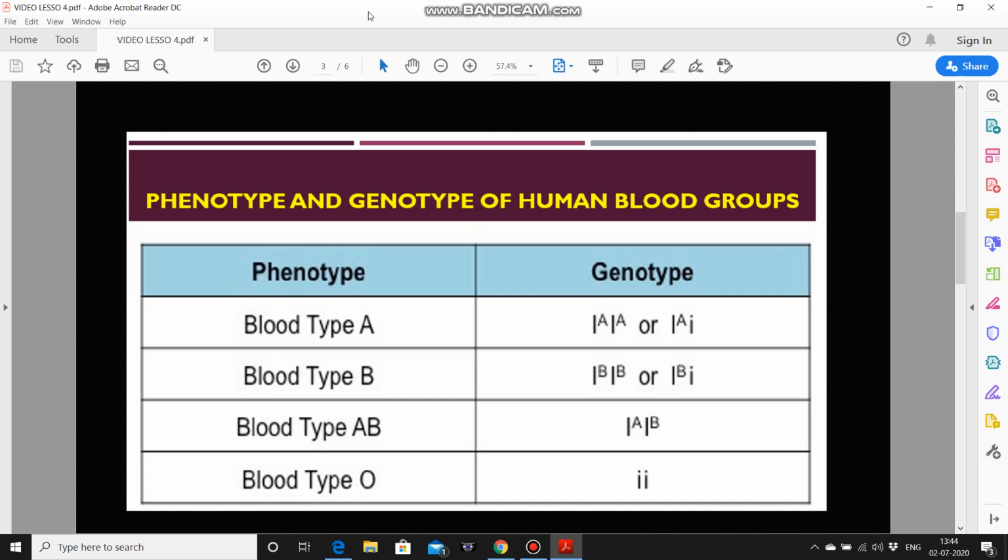So the four phenotypes of blood groups are A, B, AB and O, and there are six possible genotypes in human blood group. The six possible genotypes are IAIA, IAi, IBIB, IBi, IAIB, ii. AB blood group also comes under codominance because both the alleles IA and IB are equally expressed.